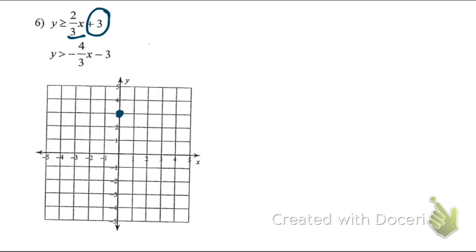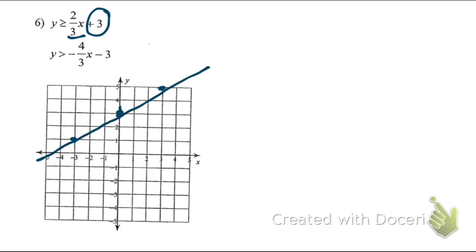Now I'm going to look at my slope. It says 2/3 x. Slope is rise over run, so I go up 2 and over 3. Then I could go back 3 and down 2 and get my other dot. It's greater than or equal to, so that means it includes the line. I'm just going to erase this part right here, and go back to this, and so I have a solid line.